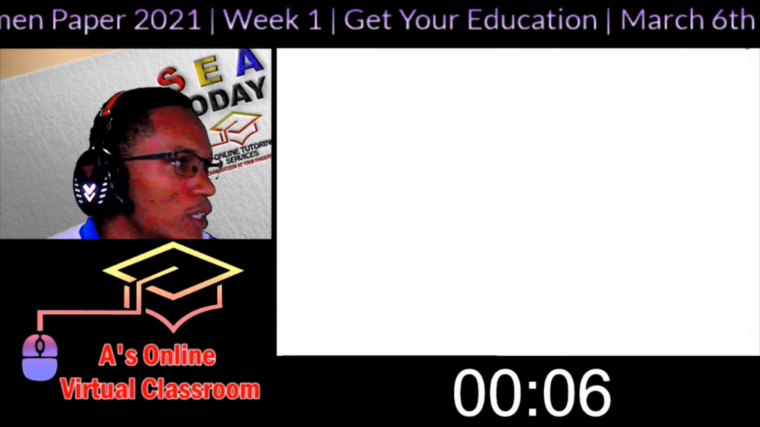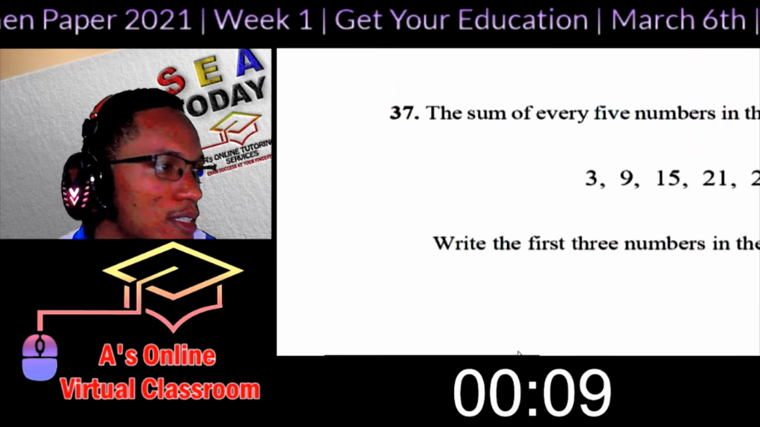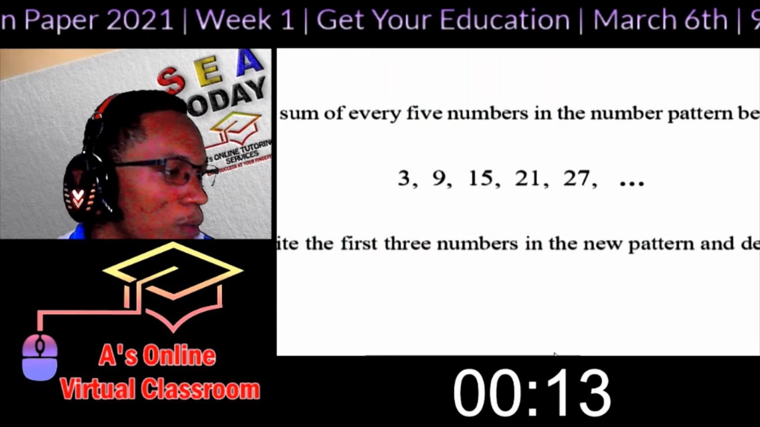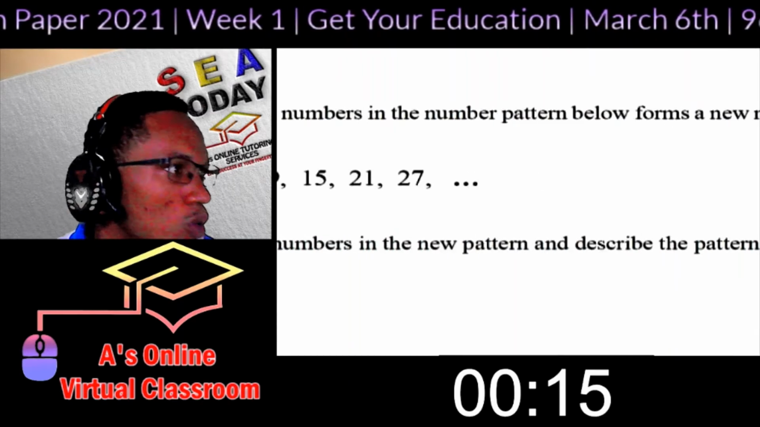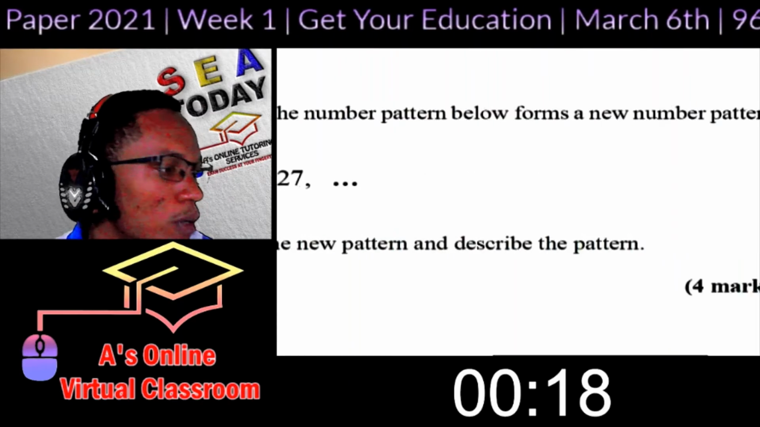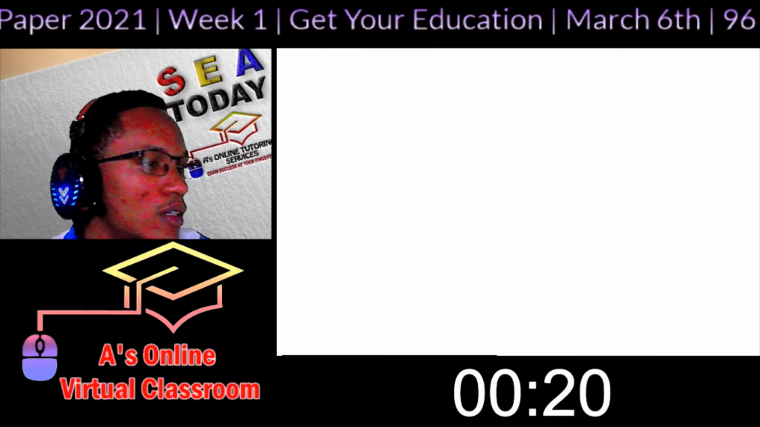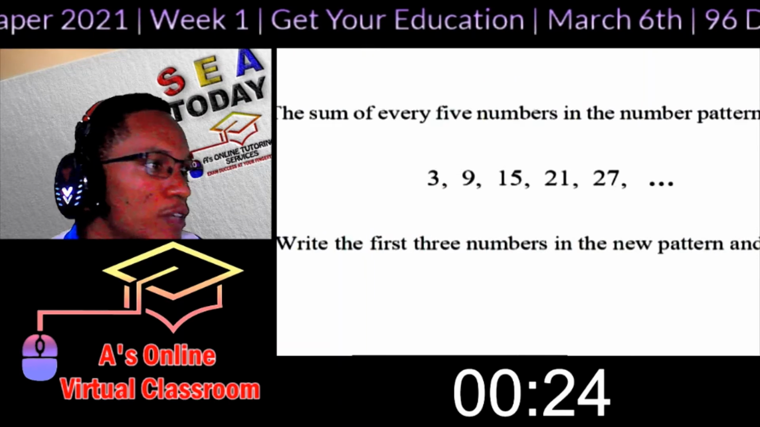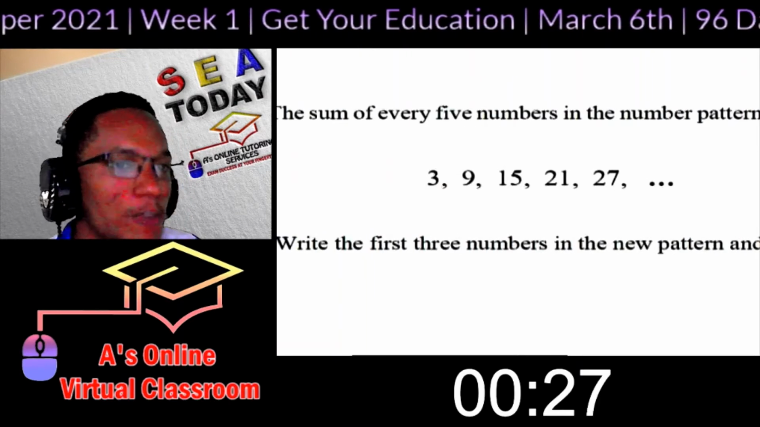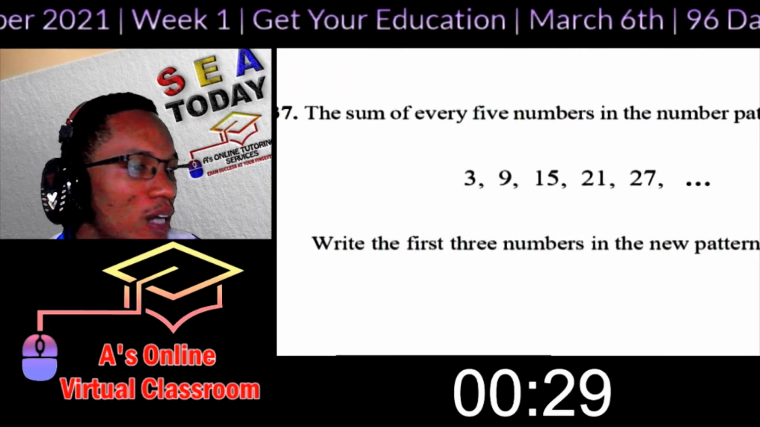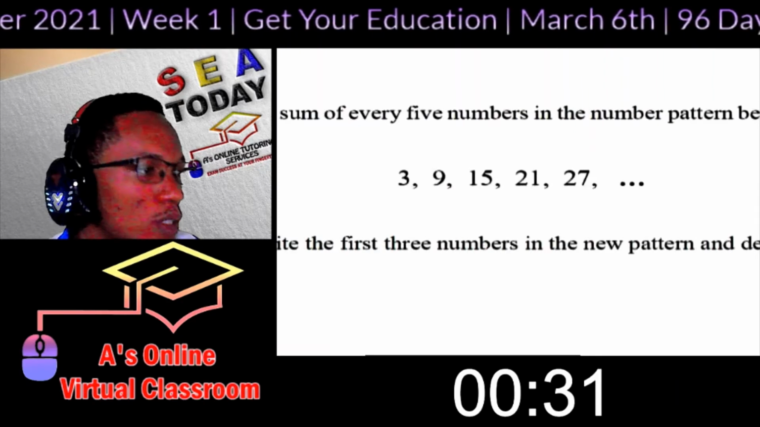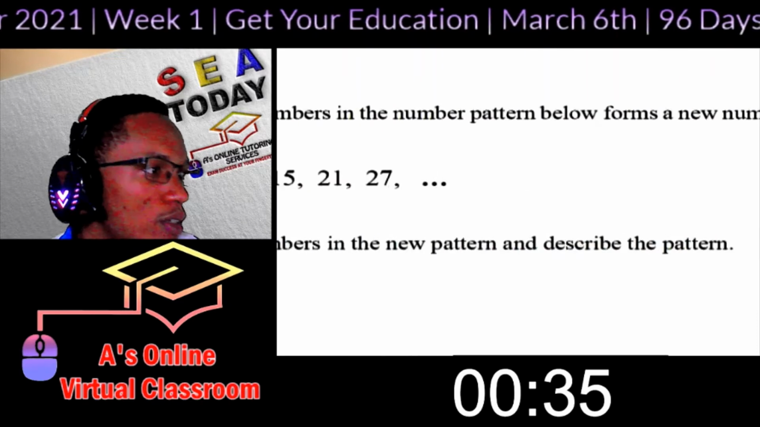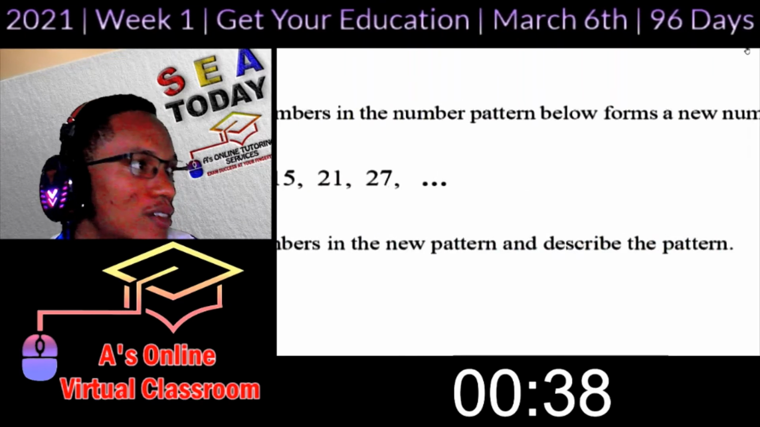So let's zoom in here a little bit. It says the sum of every 5 numbers in the number pattern below form a new number pattern. So we see we have some numbers here: 3, 9, 15, 21, 27. Alright, so they ask us to write the first 3 numbers in the new pattern and describe the pattern.